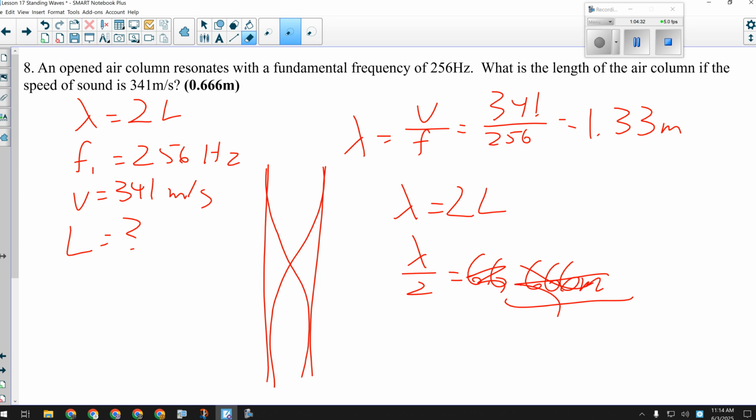How many people have their workbook printed? That's what I thought. I'm going to put the worksheet up on the board. We've done 1 and 8 on the worksheet. What I want you to do is go back and forth between the closed air columns, that's questions 2 to 7, and the open air columns, that's questions 8 to whatever it goes to on the sheet.